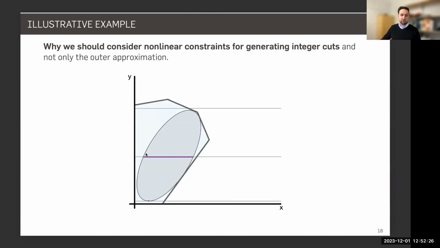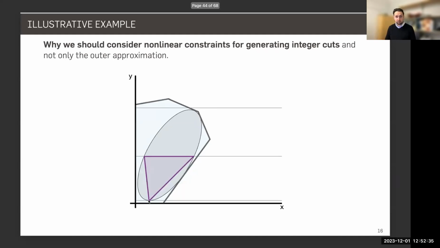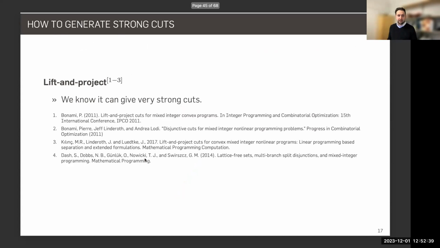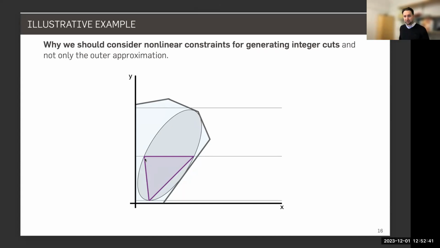Because the feasible solutions to our problem here are the line here and the dot here at the bottom. So the outer approximation we would like to obtain is the following triangle. Okay, how to obtain this triangle is not that trivial, and we're going to talk a little bit about this.